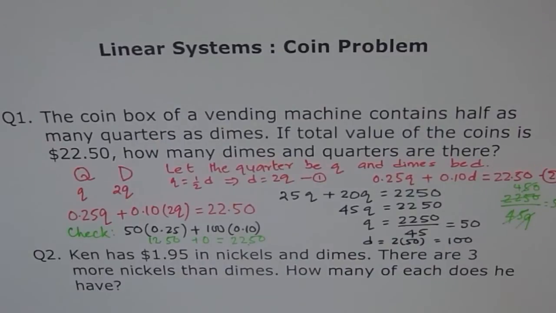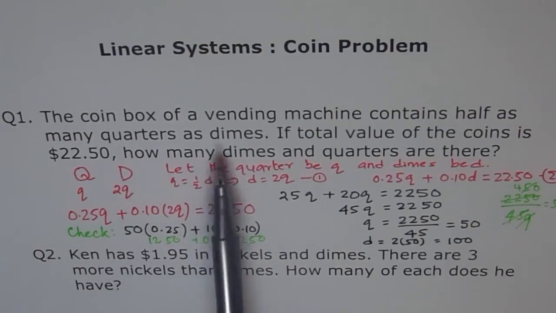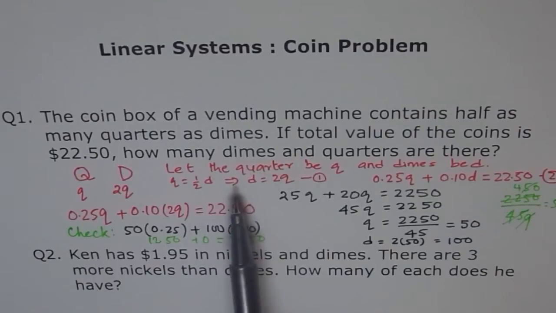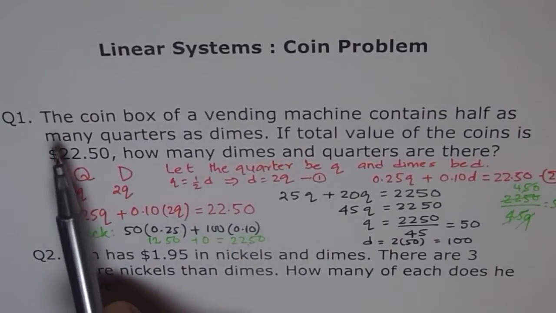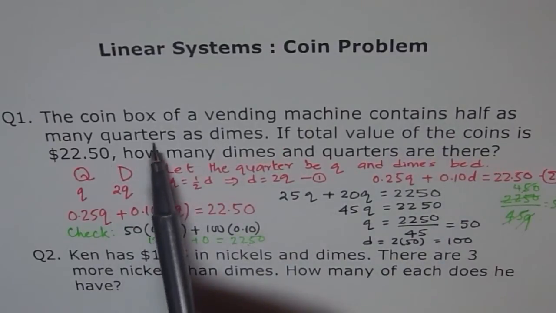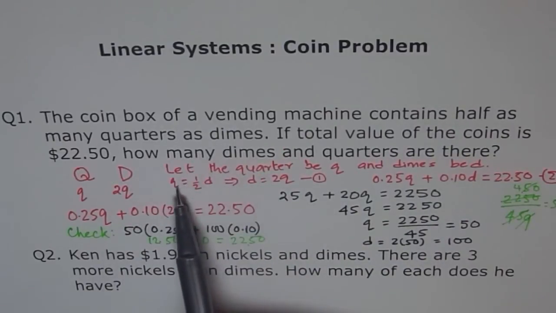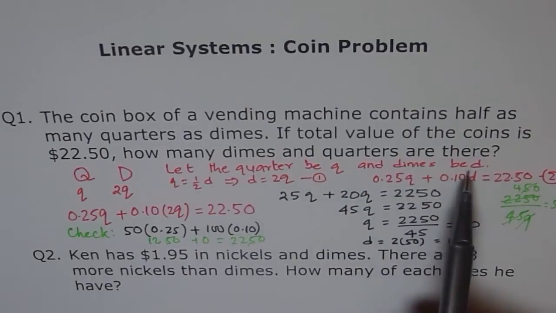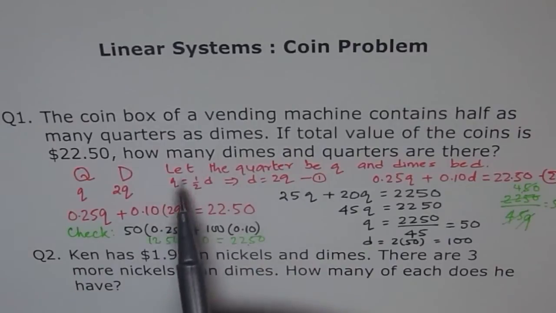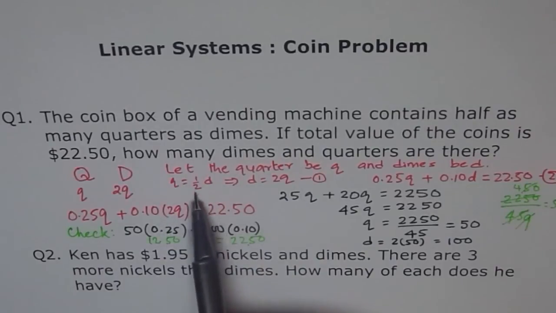And we followed two different approaches here. First, writing down two equations, because it's a linear system, right? We have two basic equations. Let me go the first route this way. It says the coin box of a vending machine contains half as many quarters as dimes. So let Q be the number of quarters and D be the number of dimes. In that case, the relation between quarters and dimes is that quarters are equal to half of dimes.